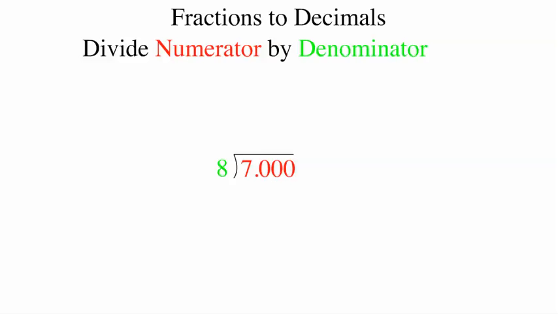Okay, 8 goes into 7, 8 times, or 8 goes into 70 8 times. 8 times 8 is 64. 8 doesn't go into 7, but it goes into 70. So we put the 8 here, and you always line up your decimal points. So 8 times 8 is 64, and then we subtract. Okay, and just keep dividing until you have nothing left. And that's it. So 7 divided by 8 is 0.875.